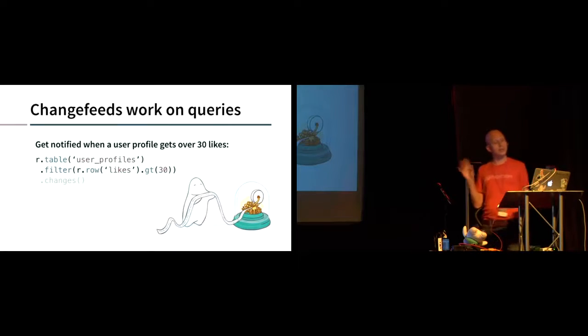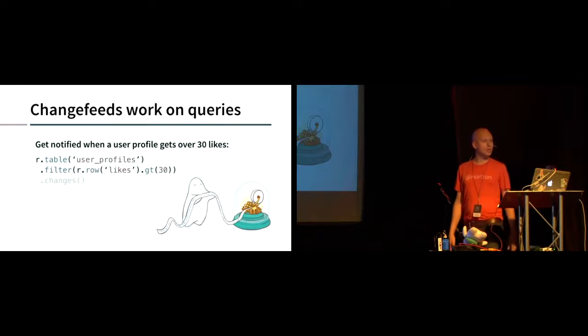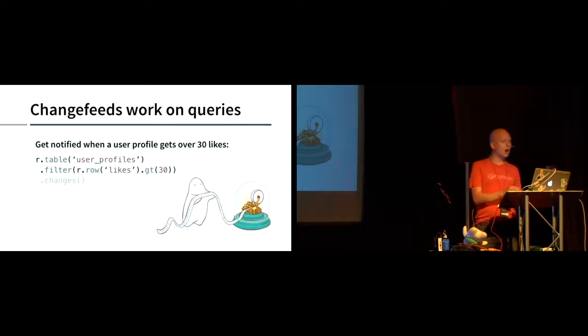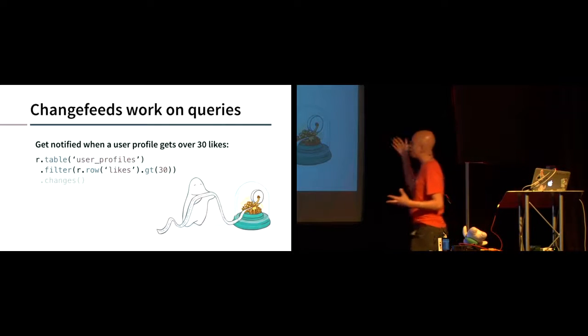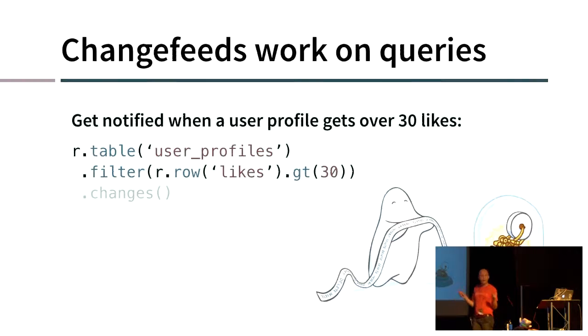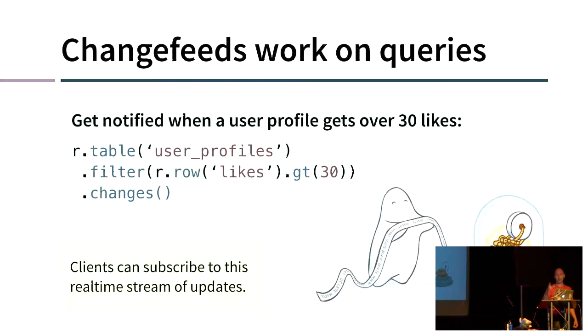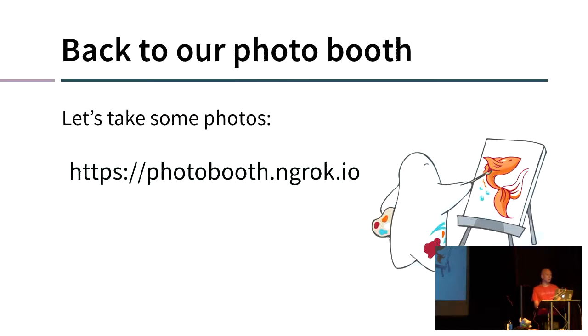And so the magical thing is that change feeds work on queries as well. So if you want to get notified when a user profile gets over 30 likes, then in this case, we're filtering for each document, r.row, where the property likes is greater than 30. And the nice thing is that you could write this query, get a response, but you can just open a stream with .changes. And now you're going to get subscribed to the stream of real-time updates. And every time that a document comes in that gets affected by this query, every client subscribed to it will get notified.